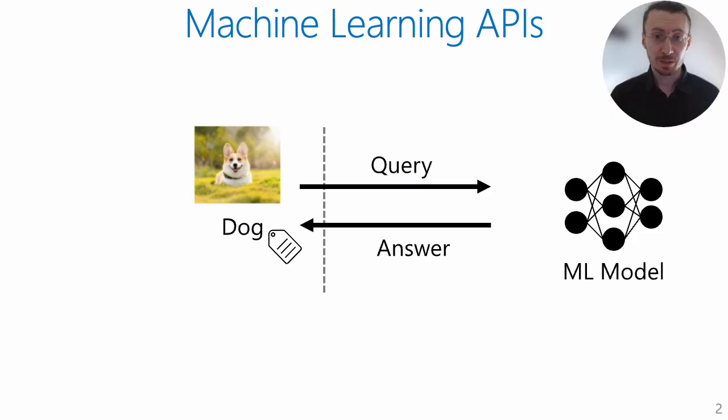Let's start from the beginning. How do we use the machine learning APIs? Imagine that you have an image and would like to label this image. You can send this image as a query to the ML API, and the API responds with the label, in this case being a label of a dog.